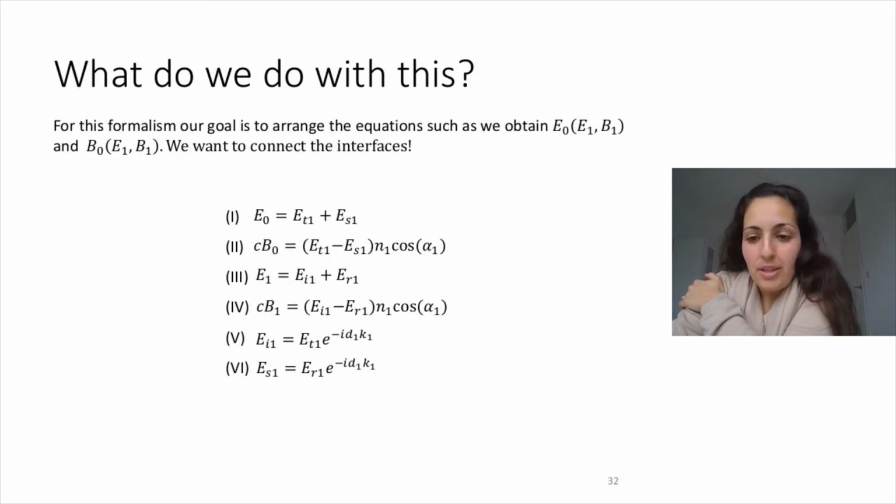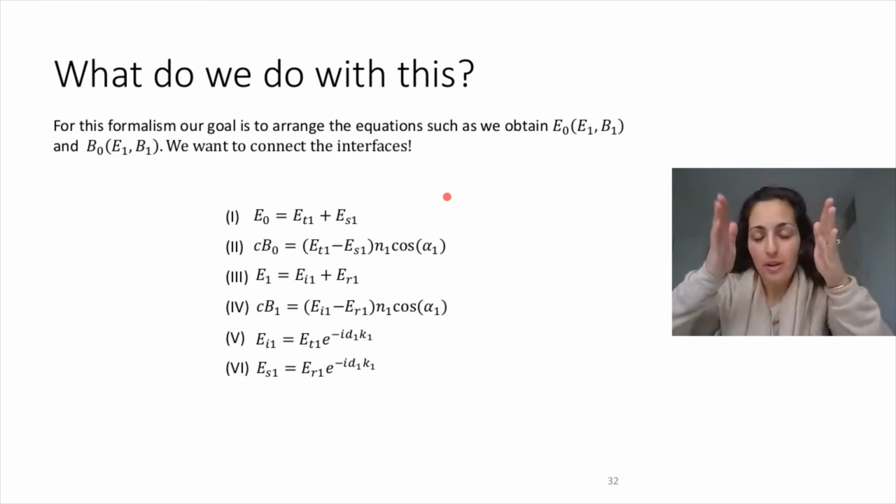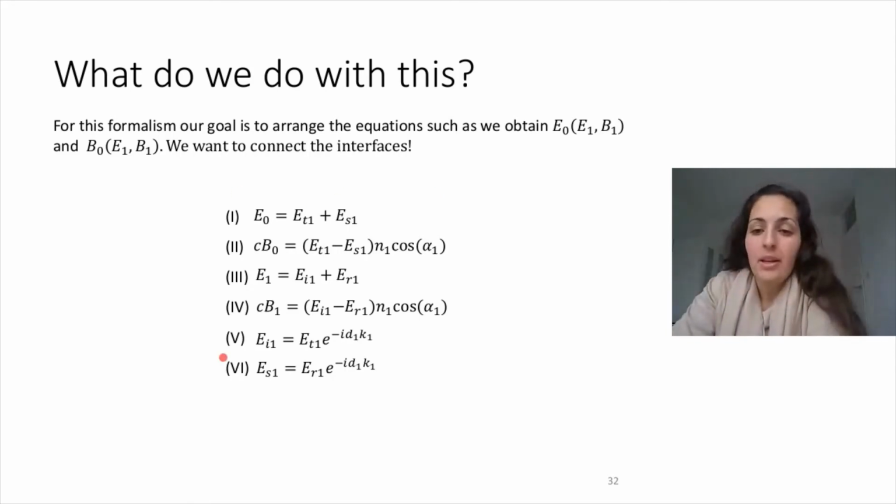Okay, so as the next step, we have our 6 equations. What we want to do now is achieve a situation where we have E0 expressed by E1 and B1, and B0 also expressed by E1 and B1. That is how we would connect the interfaces, from one side of the layer to the other side of the layer. And we have these 6 equations which make it possible.